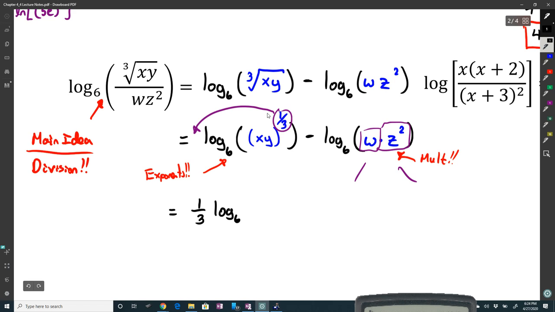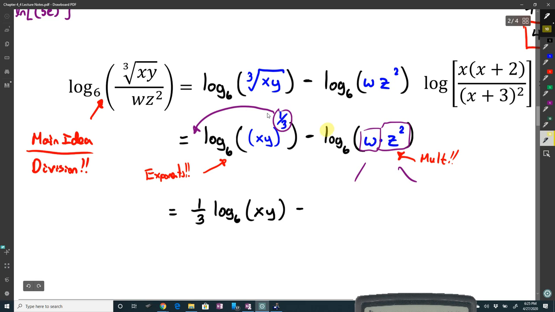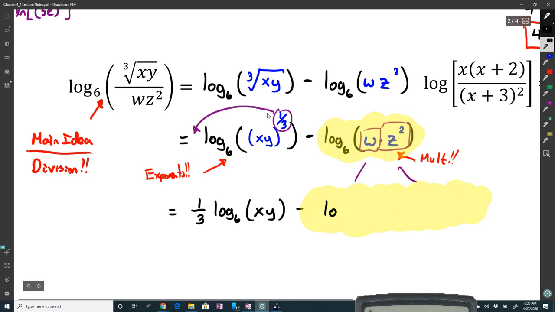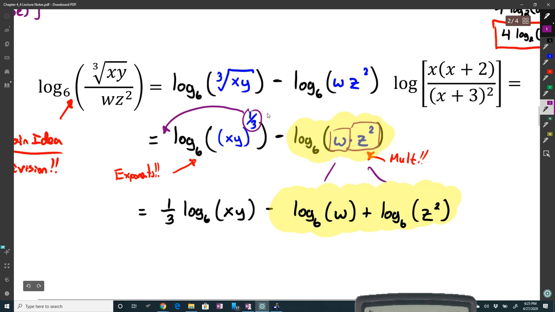1/3 log base 6 of xy. I'm going to split that up later. Minus, again, the minus affects the entire log. So even if I rewrite this, the minus is still going to affect the entire log. Log base 6 of w plus log base 6 of z squared. So there's going to be a parentheses around it because the minus still needs to affect everything.